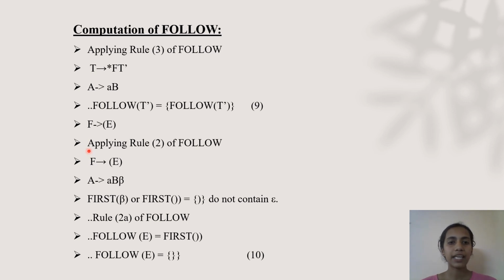It will be applying rule 2 of follow. Then we will get F tends to E within the brackets, then A tends to alpha B beta. First of beta, or first, is equal to the set within the braces that does not contain epsilon. By rule 2A of follow, follow of E is equal to first of closing bracket. Then the follow of E is equal to closing bracket, comma. This is equation 10.